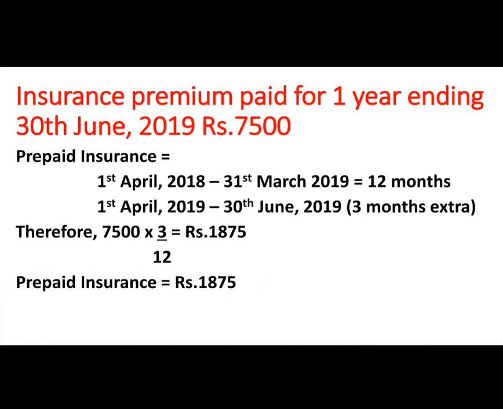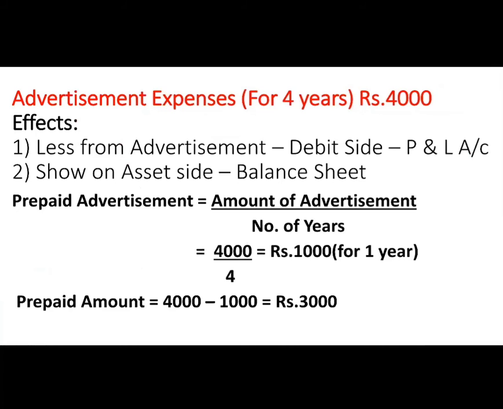Now the next one is advertisement expenses for 4 years, rupees 4,000. Okay, so in the trial balance, sometimes it is given as advertisement expenses and in brackets it is given for 4 years. So from this you should know that this is a hidden adjustment. Okay, so if anything is given in the bracket, then it is a hidden adjustment. Okay, so what is said: advertisement expense for 4 years, rupees 4,000.